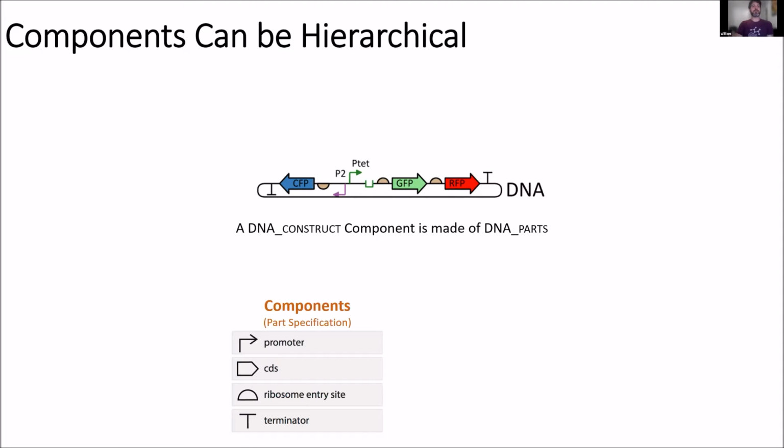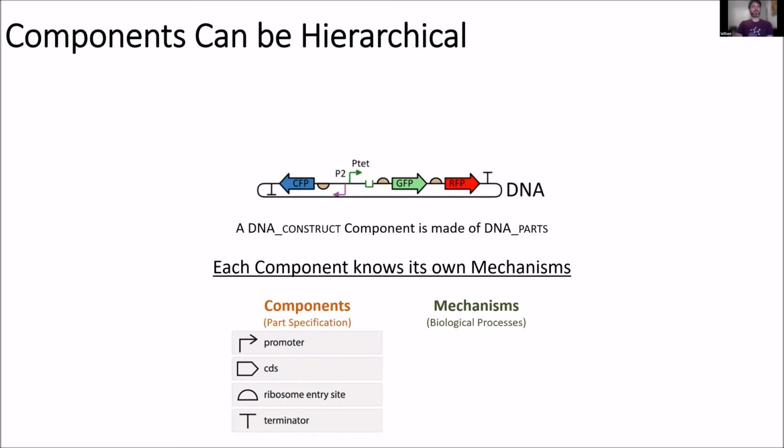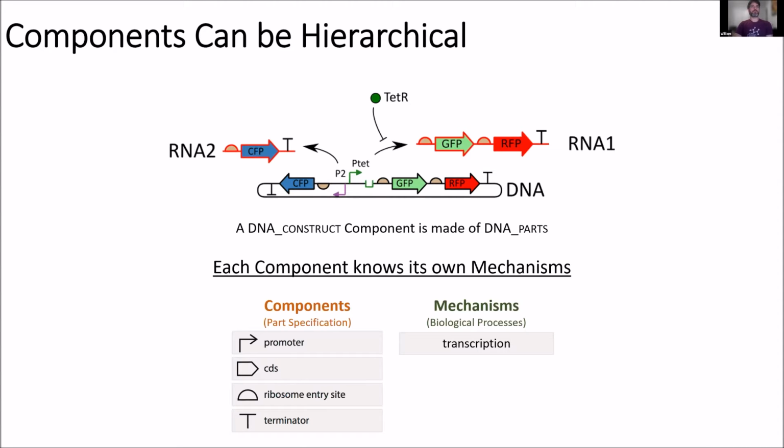And each of these subcomponents know the mechanisms that they're supposed to be involved in. For instance, a promoter does transcription, and because the promoter knows to transcribe and this component has some smart functionality built into it, you'll get two different RNAs because there's two different promoters in different directions. And the ribosome binding sites tell you that there's going to be some sort of translation happening as well.